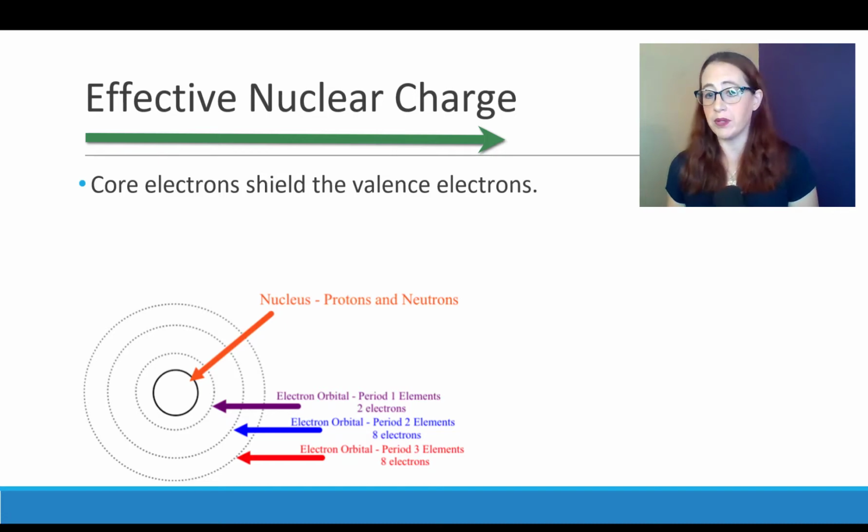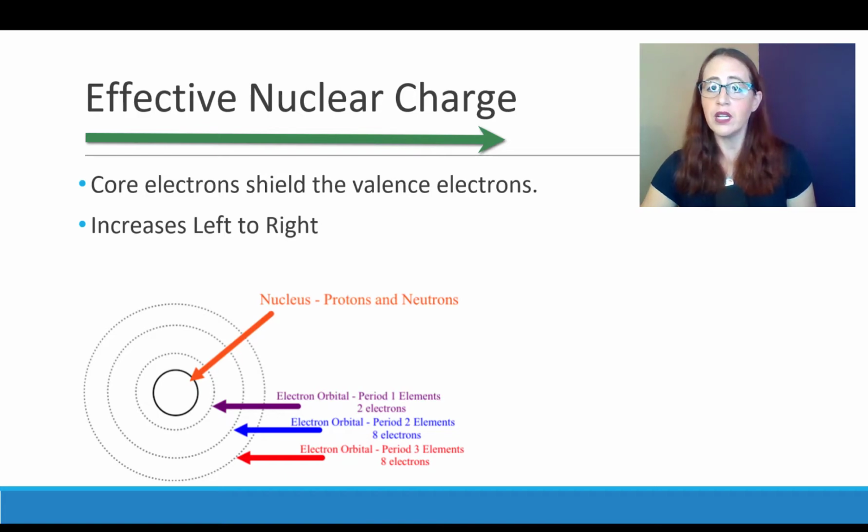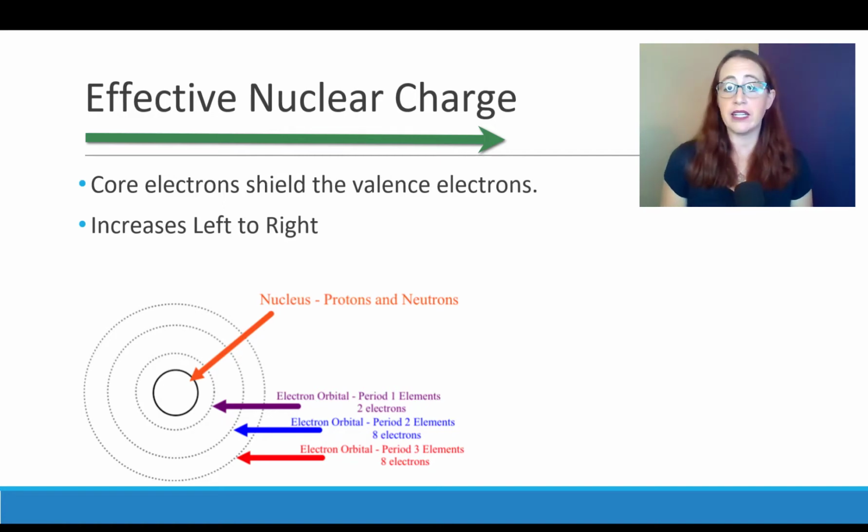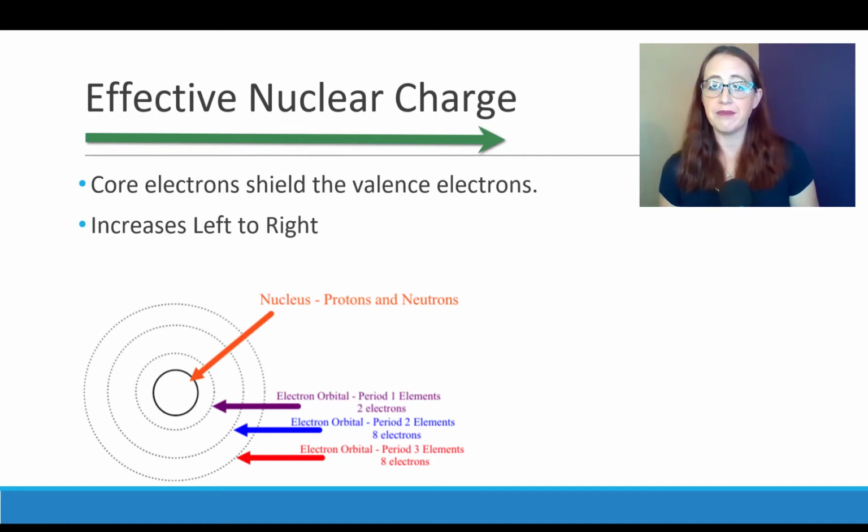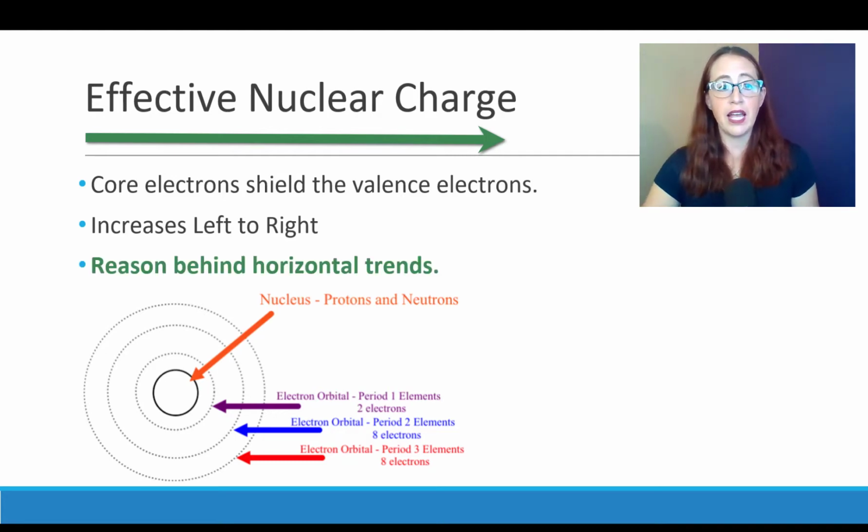Let's switch to talking about the horizontal trend though. Within a period, or in other words, a row, as you look at the row from left to right, you'll see an increasing number of protons and electrons. These electrons are being added to the same energy shell and are therefore not adding another energy level. This means that we're increasing both our positive and our negative charges without increasing shielding. This increased number of protons and electrons leads to a higher effective nuclear charge as we move from left to right on the periodic table. And this concept is the reason behind many of our other horizontal trends that we're going to be talking about in this video.